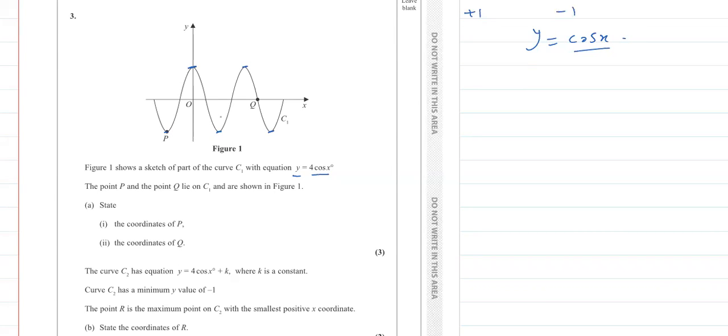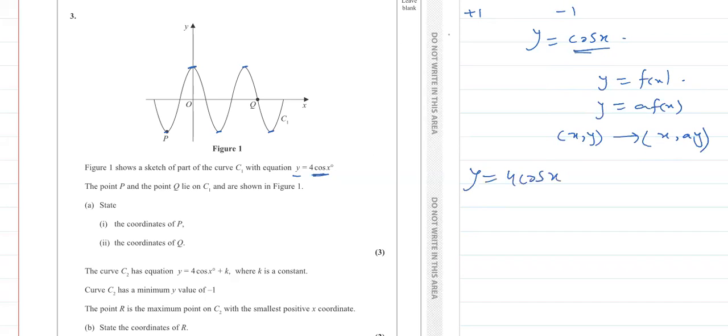But if, for example, you have y is equal to f of x and you say y is equal to a f of x, then what happens? If the coordinate is x, y, it will become x, a y. That will be the transformation for this one. So right now, y is equal to 4 cos x is a transformation of y is equal to cos x.